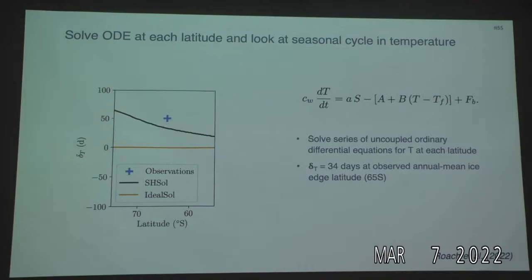So with an idealized symmetric insulation, this yellow line, we have a perfectly symmetric seasonal cycle of temperature. But when you impose the observed true insulation, that's the black line, then we generate asymmetry that gets increased as we move from equator to pole. And I put the observations here as the blue cross at around 65 degrees south. We find that the seasonal asymmetry in temperature, which is defined in the same sense as in sea ice extent, so here a positive delta means that we have a faster warming than cooling in temperature, is around 34 days at 65 degrees south, the observed annual mean ice edge. So because the seasonal asymmetry in temperature matches the asymmetry in ice extent, we are able to understand the asymmetry in ice extent just by understanding the asymmetry in temperature in this really simple equation here.